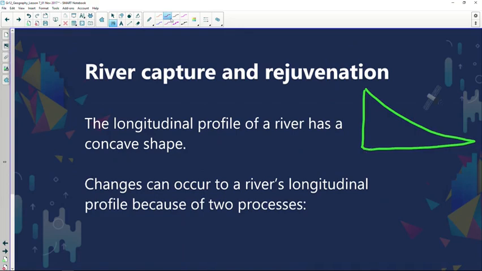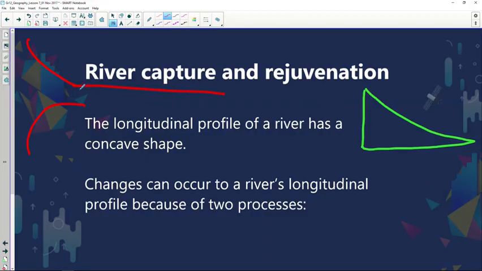Matrix, don't get confused between concave and convex. This is concave and this is convex. Okay. Now, changes can take place in this longitudinal profile of a river. It means it can change from a concave shape to a different shape. So eventually the shape of this river can change because of the following: river capture and rejuvenation.